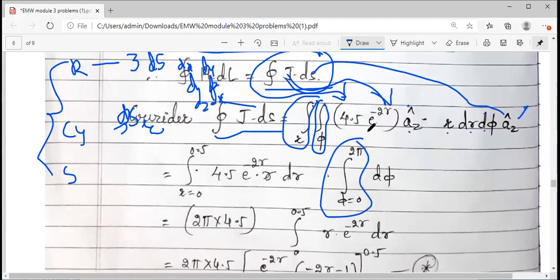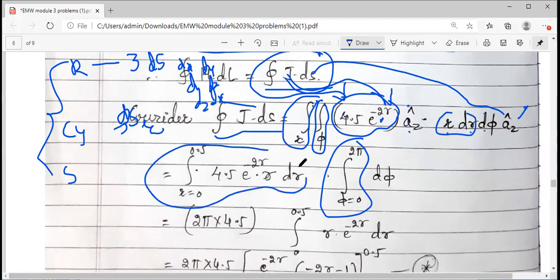What I have done here, I have again separated the integrals. जो भी r के corresponding values हैं, you can see 4.5 तो constant है, आप उसको बाहर रख सकते हो. e raised to minus 2r, one term, and you have r dr. So I can club all these together and put it as one integration, and remaining is only d phi. And what is az dot az? It is equal to 1.